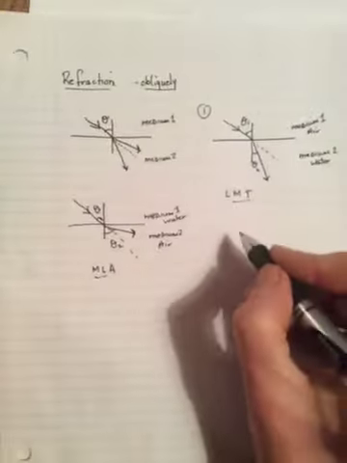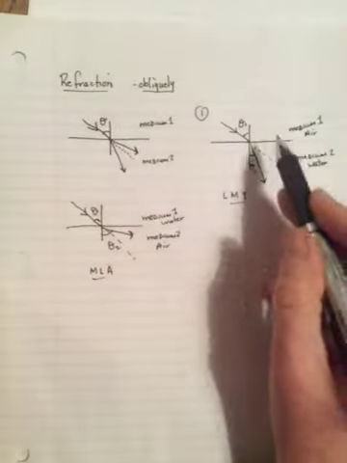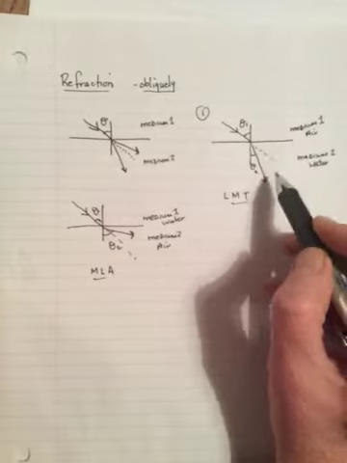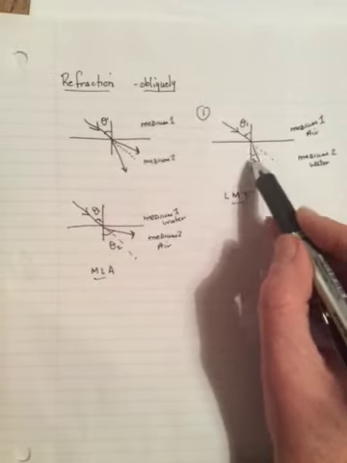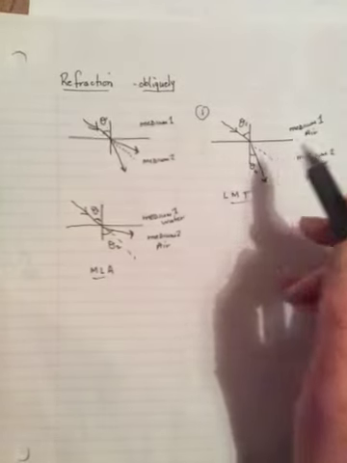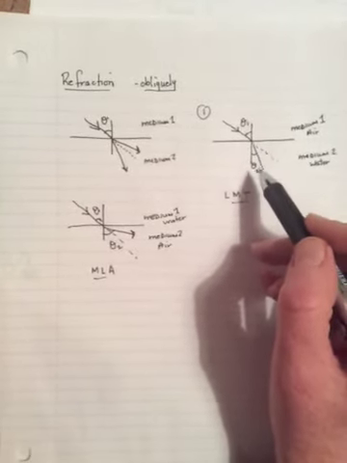All right? So then if we look at why does it bend toward when it's going from less to more, it bends toward because the part of the wave that enters the water first, or the second medium first, slows down more.